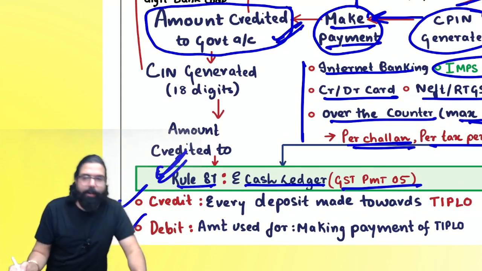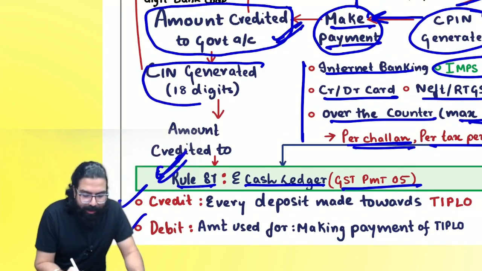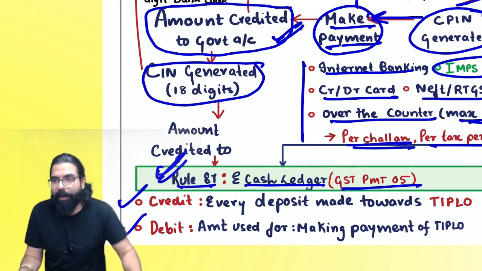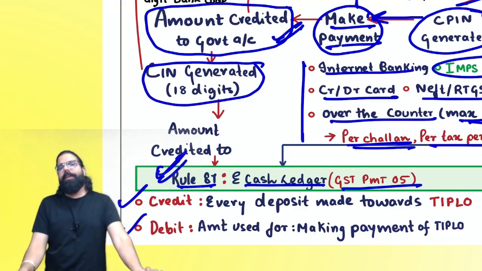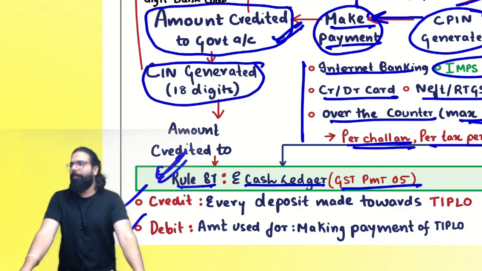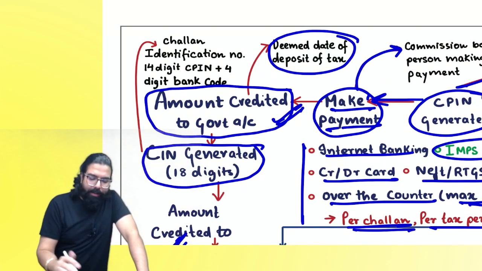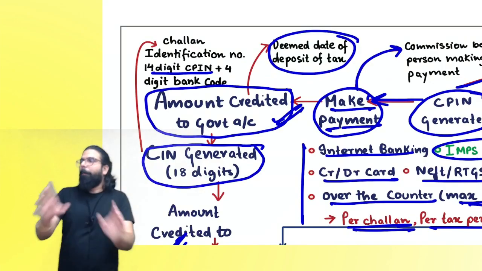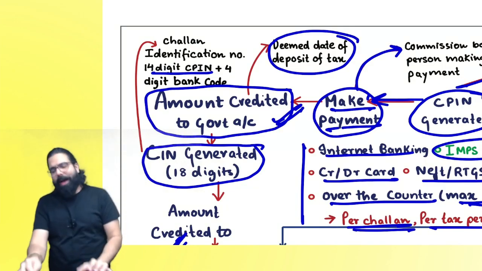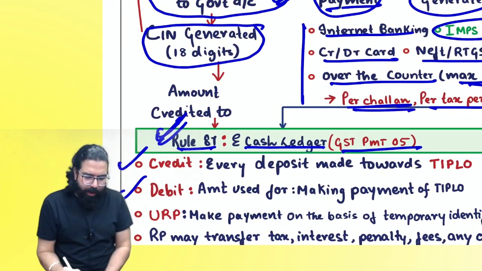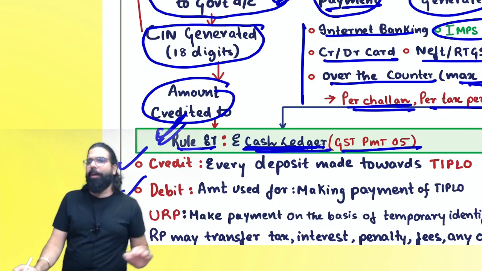Tomorrow. Are we clear, everyone? Once the money gets credited to the government account, your SIN gets generated. Everyone, once the SIN is generated, what is SIN? Challan Identification Number. And SIN is nothing other than that CPIN, which was 14 digit, plus 4 digit bank code will be added, and the amount gets credited to your e-cash ledger. Are we all 100% clear?